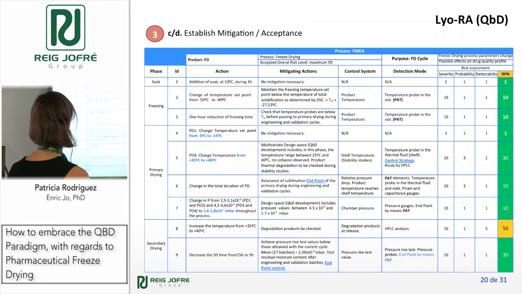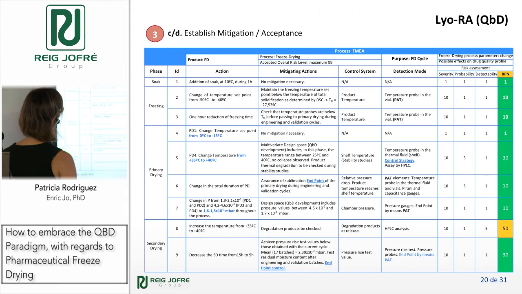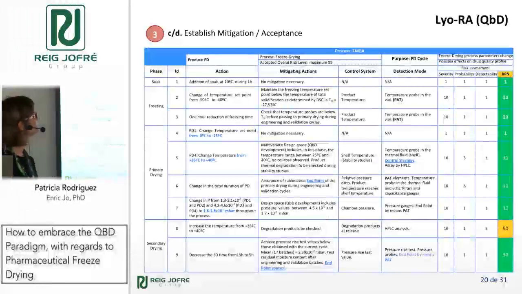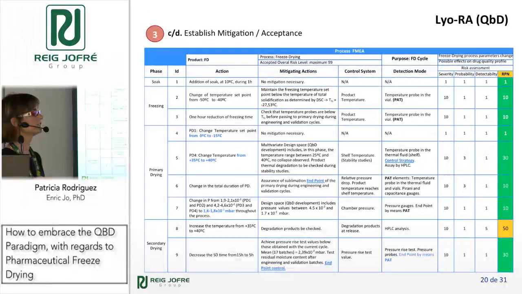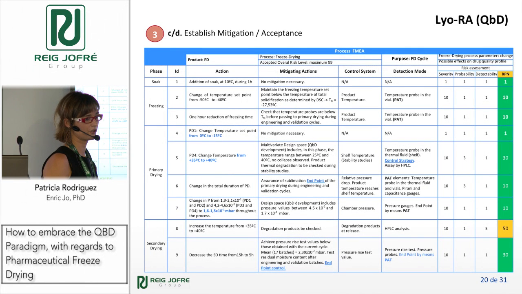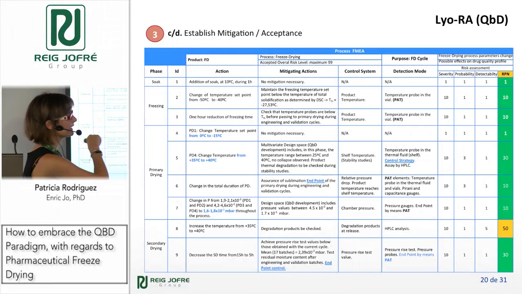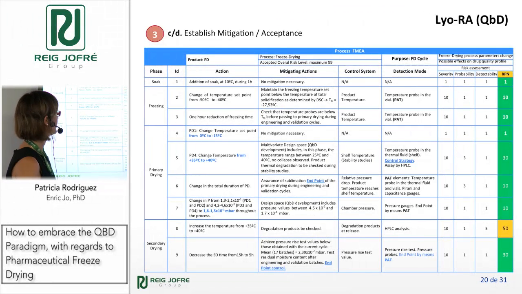Well, how can we do in that point? Well, as mitigation actions, we can maintain the freezing temperature set point below the total temperature for solidification that we have determined by DSC before for my product. In that case, minus 27 degrees Celsius.